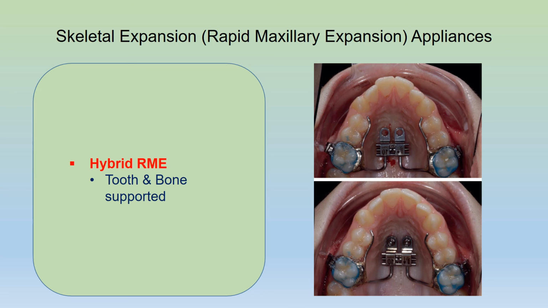Okay, now we can also have a hybrid RME, which is both a tooth and bone supported device. As we can see here, it also makes use of mini screws. Here the appliance, the conventional Hyrax, is cemented first, and it has two holes for placement of the mini screws, and in this second diagram you can see the mini screws in position. So it is supported both by the teeth as well as the bone.